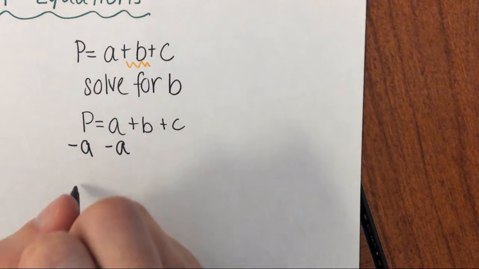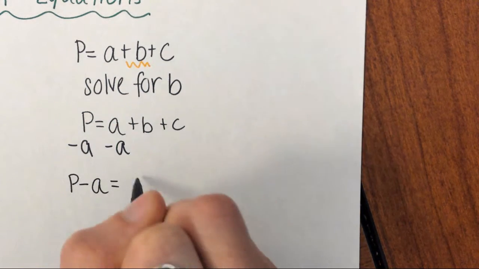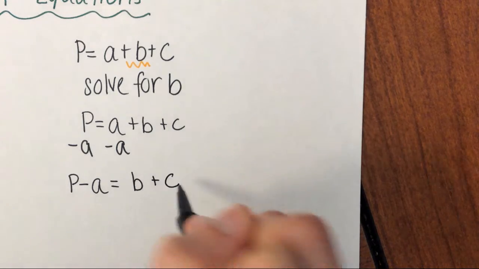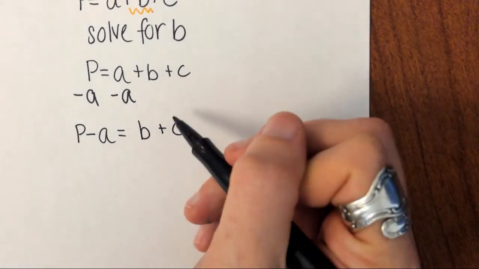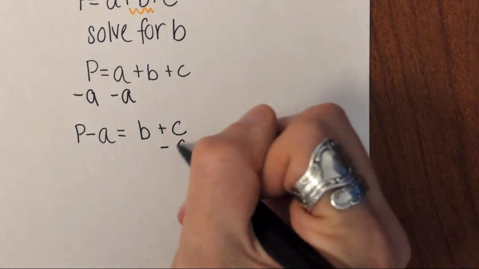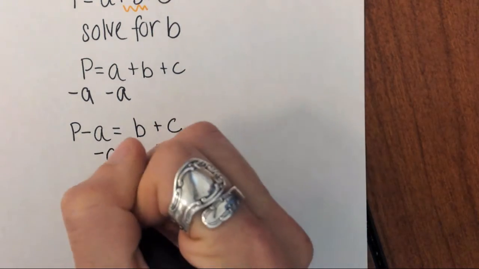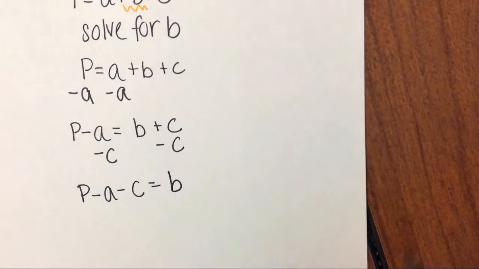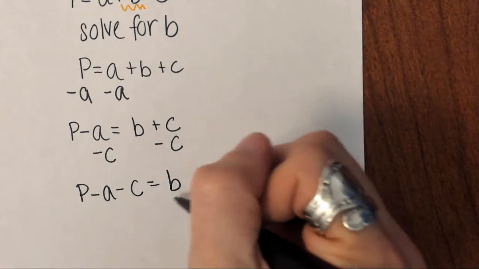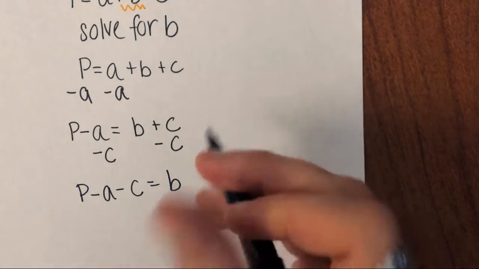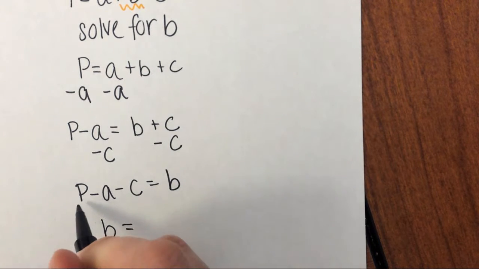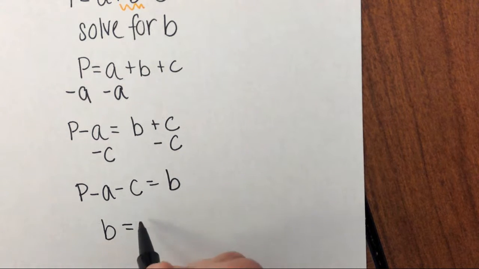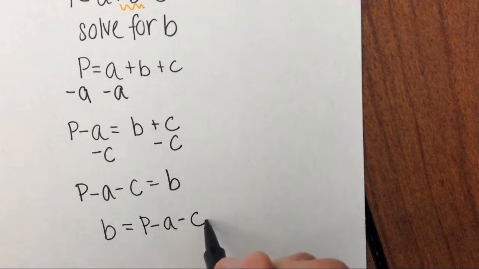So we would have p minus a equals, and then we just have a positive b plus c. And then also zeroing out that other term here, so minus c, so p minus a minus c equals b. And now we have the b isolated. It's all by itself. You can use the symmetric property if you want. Just be careful when you write in the same order from left to right. So p minus a minus c.